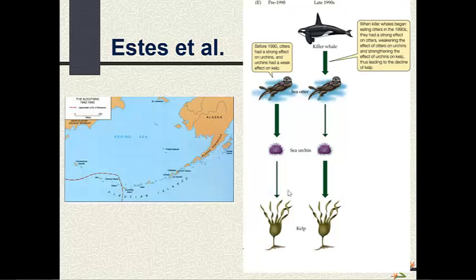Estes et al. took this research on the relationships between kelp, sea otters and sea urchins a step further. They did their studies on a different population of sea otters in the Aleutian Islands, which you can see here on the left side, a group of islands off the coast of Alaska. What they noticed is that before 1990, there were no killer whales preying on the sea otters, but that killer whales really began eating otters in the 1990s. And they were interested in the effect on this whole system.